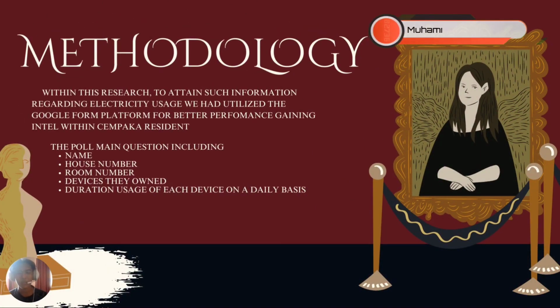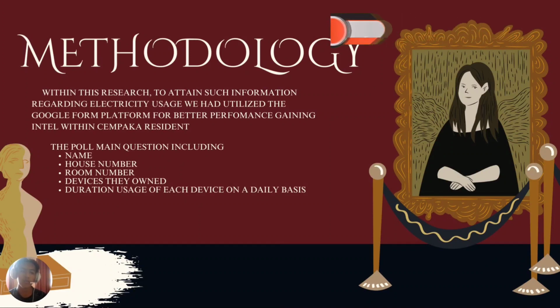Hello, my name is Muhammad Irfan Ben Azhari, and my metric number is 82736. I'm going to continue the presentation with my part of the experimental procedure in this project, which is the methodology. To attain information about electricity usage amongst the Cempaka residents assigned to our group, which is group 5, we wanted to discover how much electricity has been used by the Cempaka residents on a daily basis for 1 month.